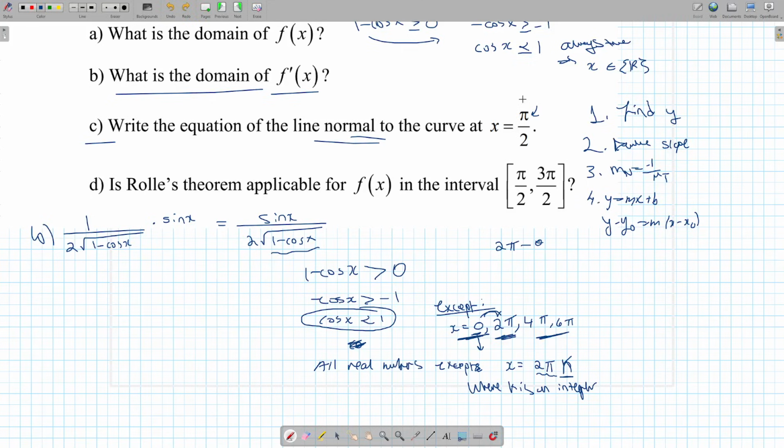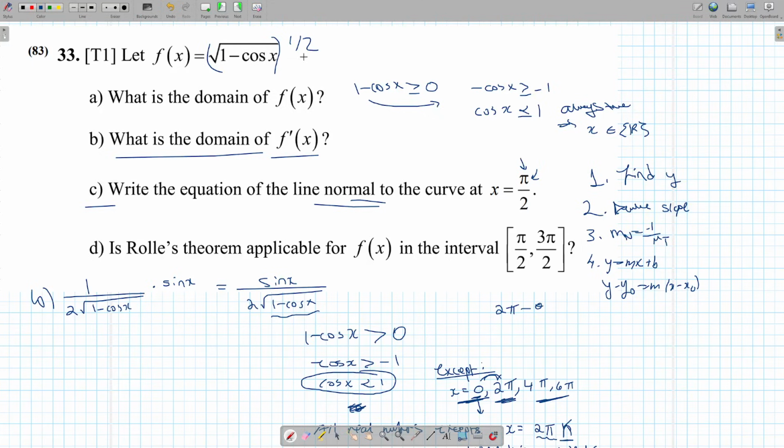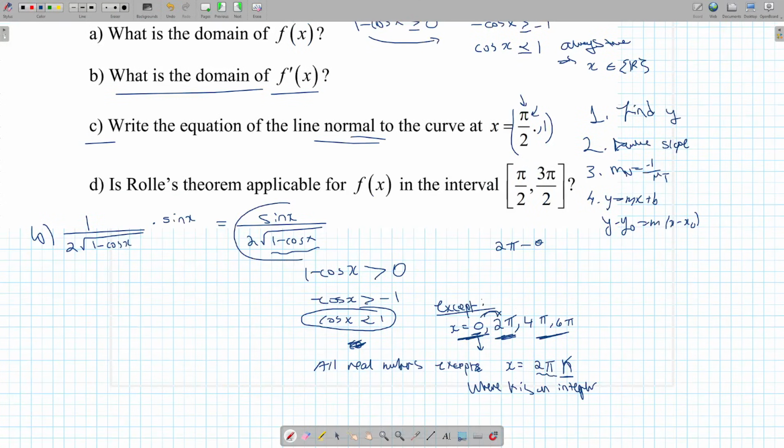Anyways, so find y. X equals pi over 2. How much will it be? Radical 1 minus cosine pi over 2, which is 1. So that means it's going to be pi over 2 comma 1. So that's your point. Second step is derive, we did it over here, and find the slope. So substitute pi over 2 over here: sine pi over 2 over 2 radical 1 minus cosine pi over 2. You get 1 on top, and then here you get 2. So the slope is half.